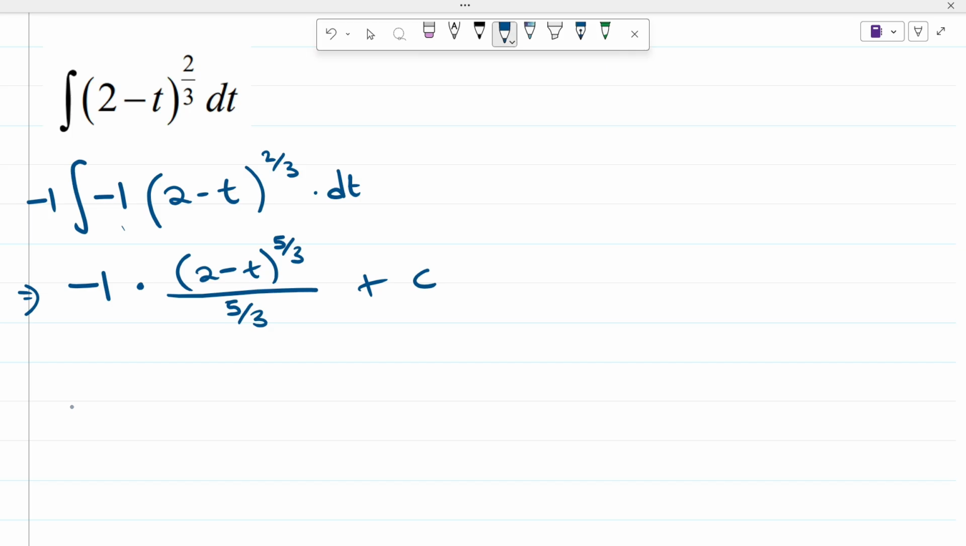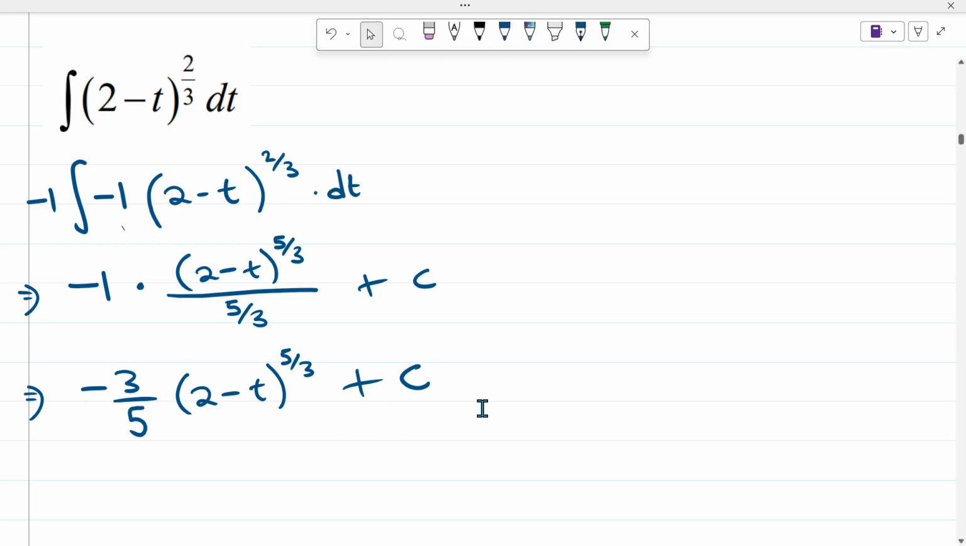Then of course we can rewrite this in this format. We can just say this is equal to minus 3 over 5 multiplied by 2 minus t to the power 5 over 3 plus c. And yeah, ta-da, that's your final answer. And then yeah, that's it.